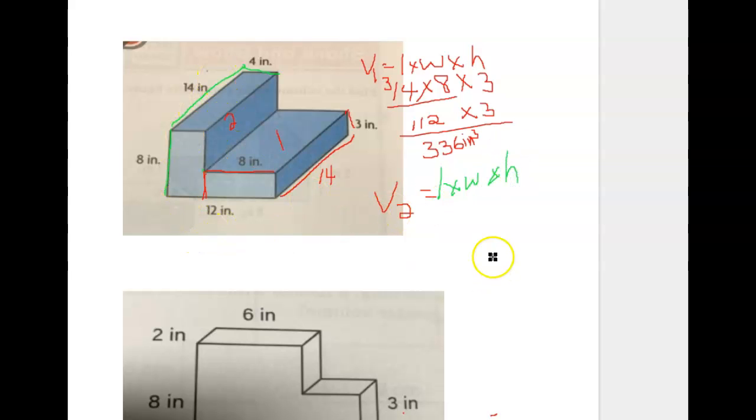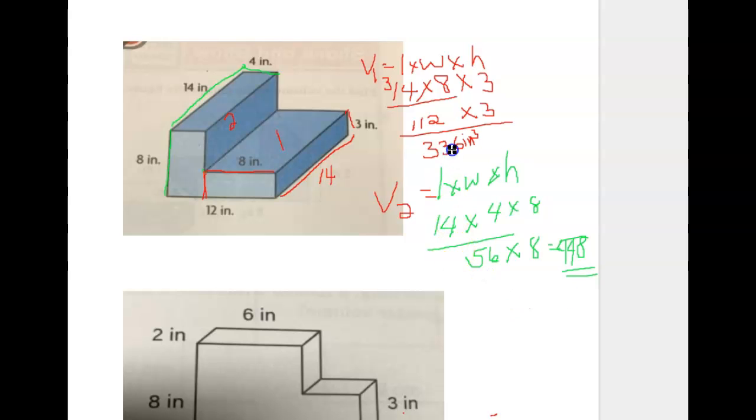So we write length times width times the height. And the length is 14. The width is 4 here. And the height is the whole of this. So if you multiply 14 times 4 is 56 times 8. Okay? So 8 times 6 is 48. Carry 4. 8 times 5 is 40 plus 4 is 44. So the volume of the second box is 448 cubic inches.